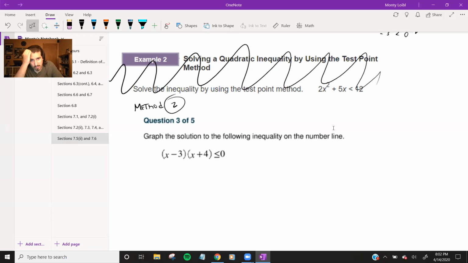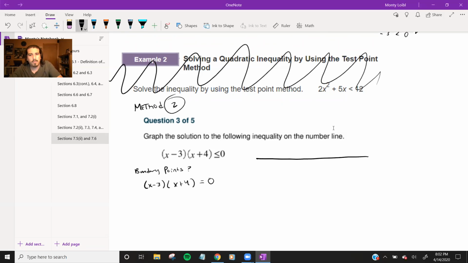Now we want to graph the solution of the following inequality on a number line. The first thing we need to figure out is, what are our boundary points? What we're asking with boundary points is, when does x minus 3 times x plus 4 equal 0? We have a number line, and we have to figure out how to break it up into segments. We're going to do that by solving this first.